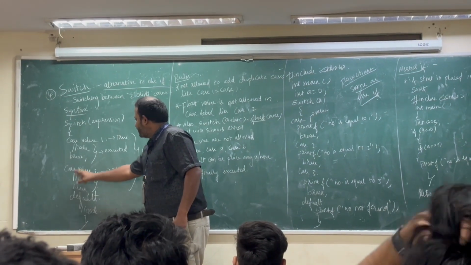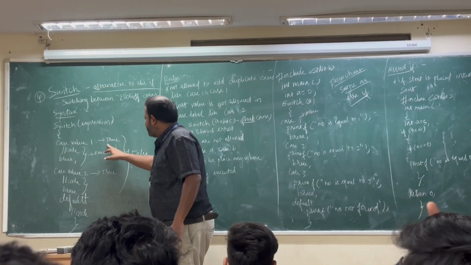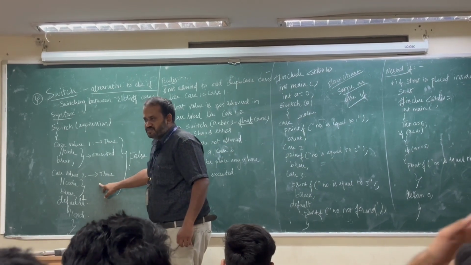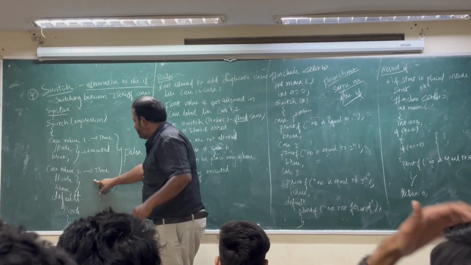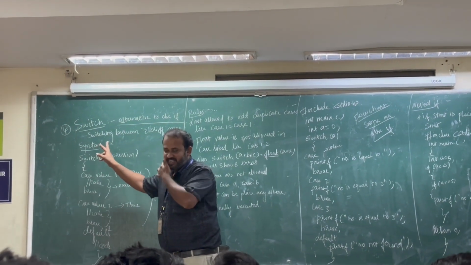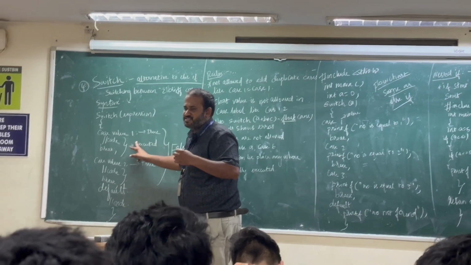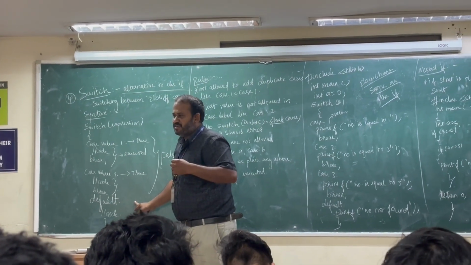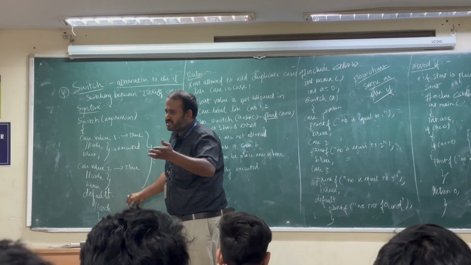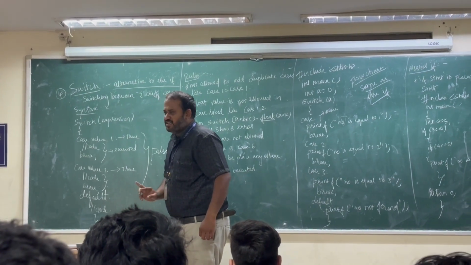Next, same thing. First it will check whether it is true. If it is not true, it goes to the next case value to check whether the condition is satisfied. If not, it goes to the default. Like if, else if, then else: if the second condition is also not satisfied, finally it will print the else statement. So here case value 1, case value 2, and finally default.